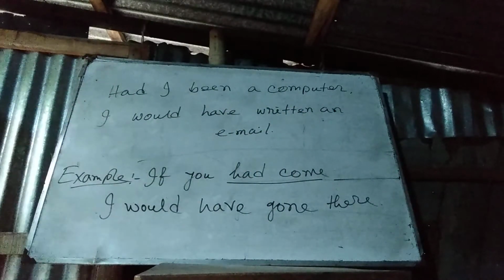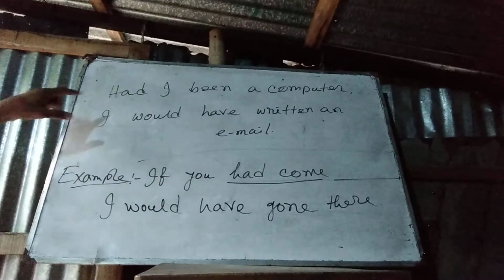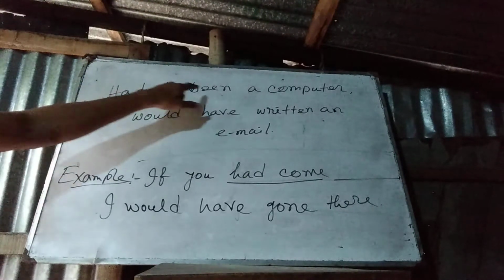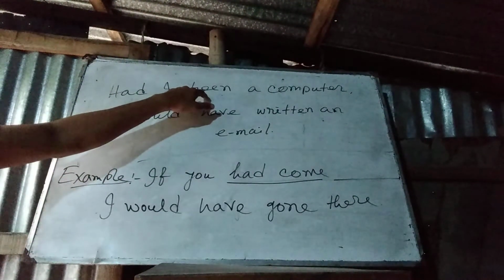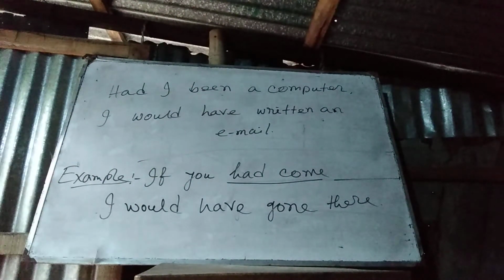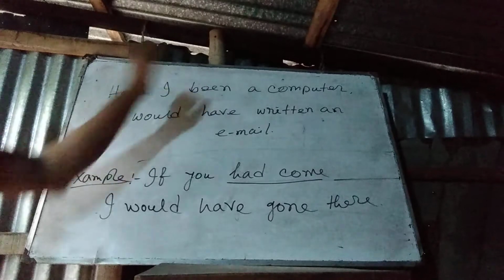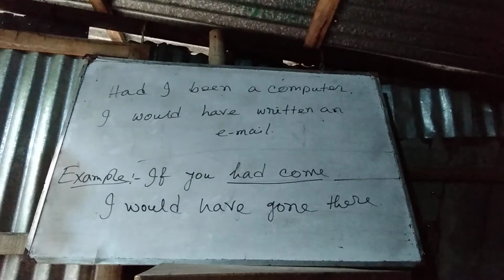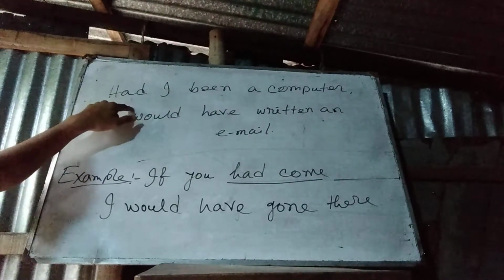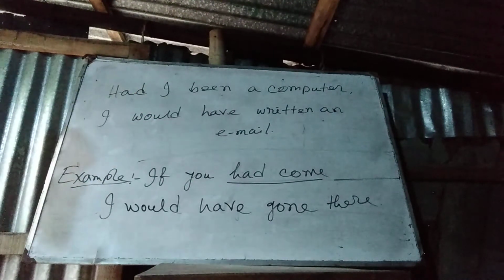Okay, so had I been, the sentence will start with had, and there will be a past participle form like been, and it will be called third condition. Second condition, it will also start with had, but there will be no past participle form. But in the third condition, the sentence will start with had and there will be a past participle form after the subject.